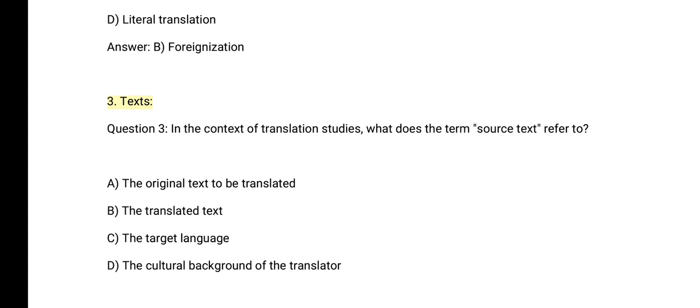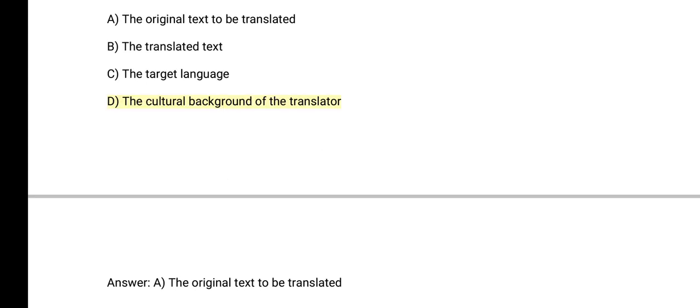3. Texts. Question 3. In the context of translation studies, what does the term source text refer to? A. The original text to be translated. B. The translated text. C. The target language. D. The cultural background of the translator. Answer. A. The original text to be translated.